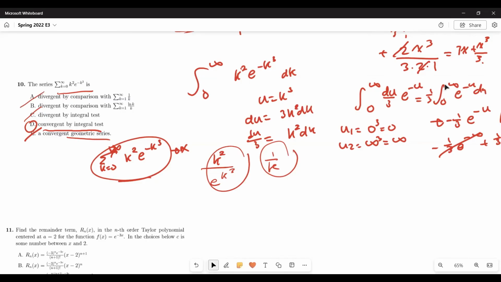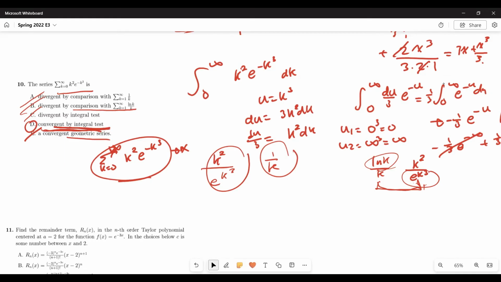And also this one, ln k over k and k squared over e to the k cubed. This is not also the similar comparison format. They don't have an e and they don't have an ln, so it is not possible to compare. So this becomes just D by the integral test.